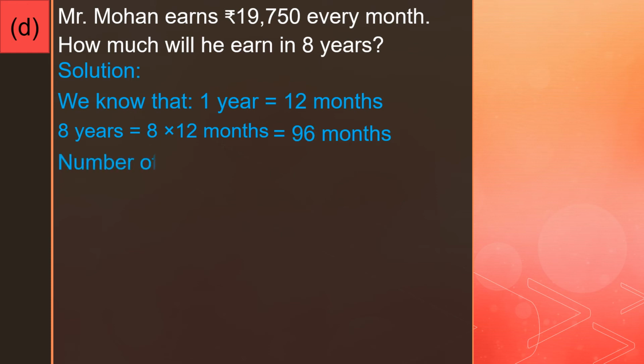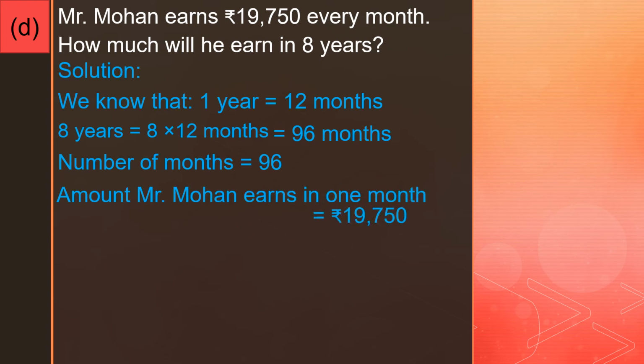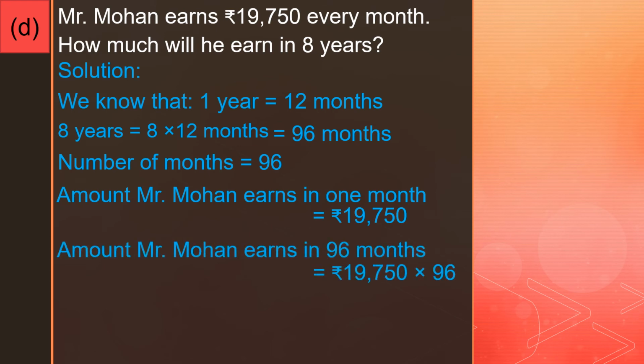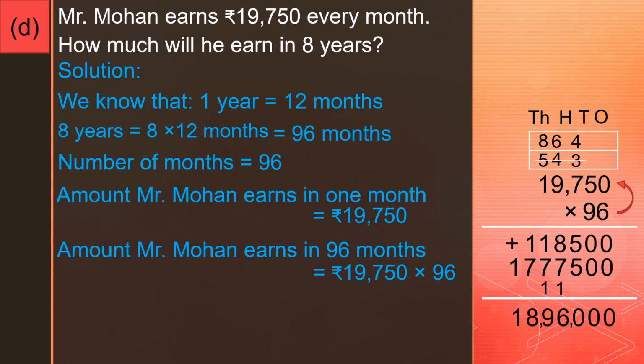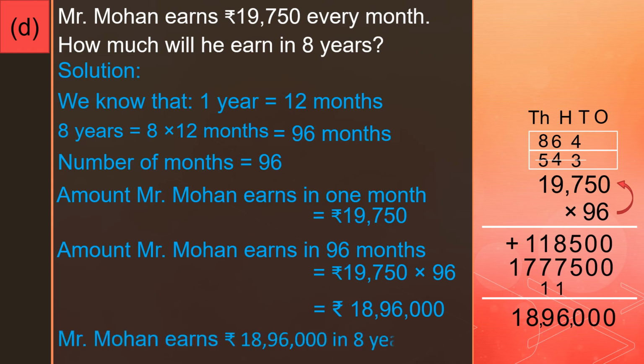So the first statement is number of months is equal to 96. And the second statement is amount Mr. Mohan earns in 1 month is equal to rupees 19,750. And the third statement is amount Mr. Mohan earns in 96 months is equal to rupees 19,750 multiplied by 96. Now do the multiplication. Again, pause the video and do the multiplication on your own and check the answer. And the answer is rupees 18 lakh 96,000. And the last statement is Mr. Mohan earns rupees 18 lakh 96,000 in 8 years.